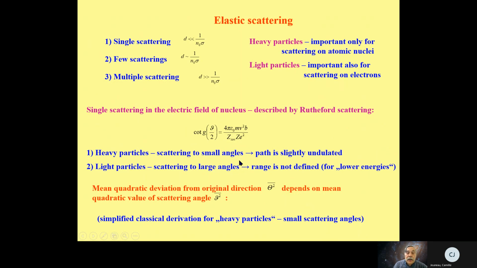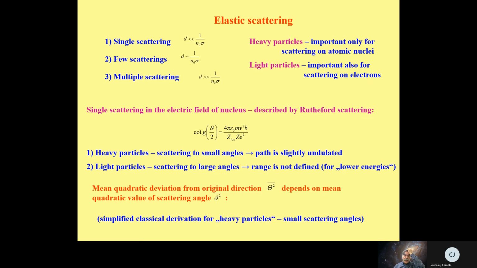For heavy particles, the scattering angles are very small. In this case, the path is only slightly undulated. It's very small changes of the path. For light particles, like electrons, scattering will be to large angles. That means in this case the path and the range of this particle is not defined. We have losses of particles during the whole movement through this material.